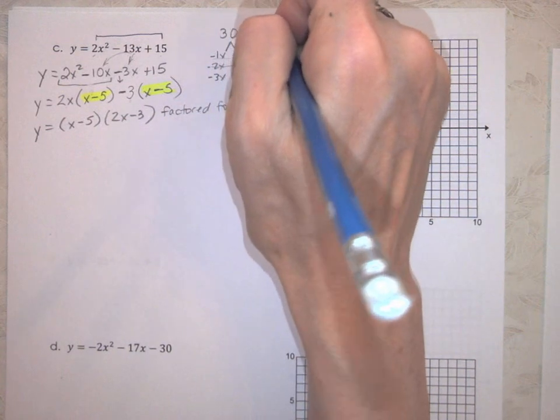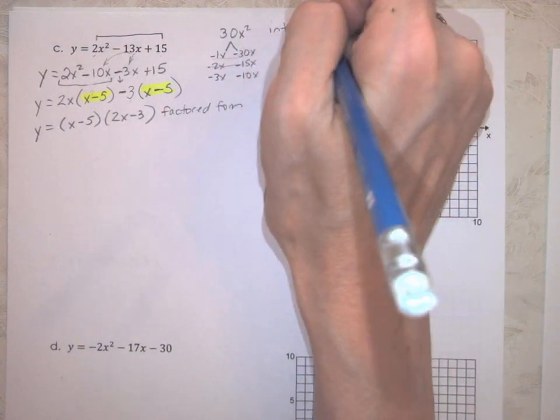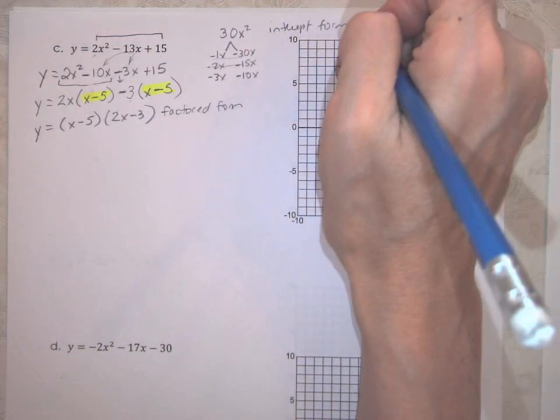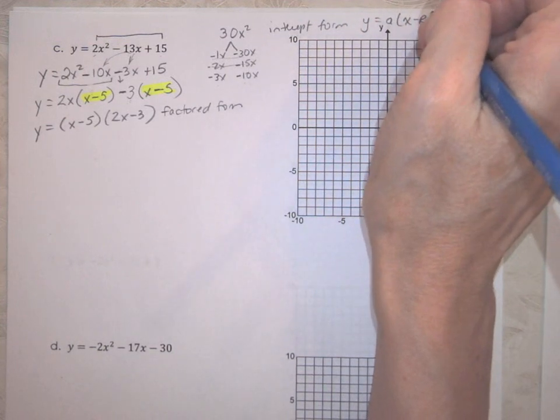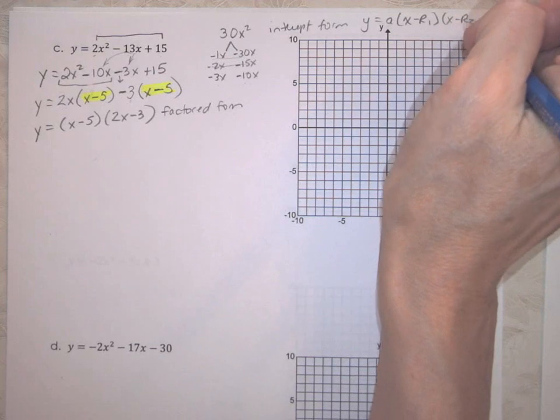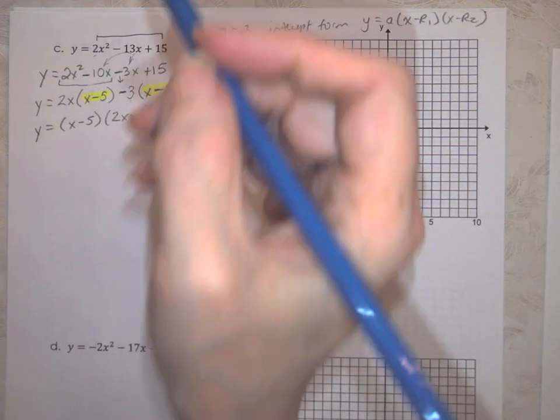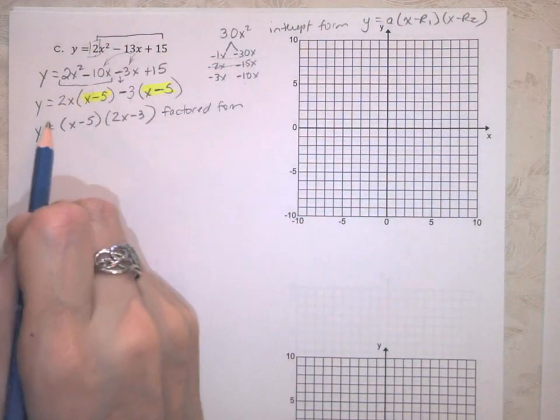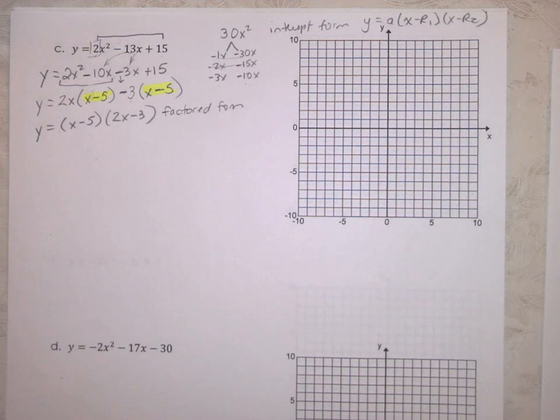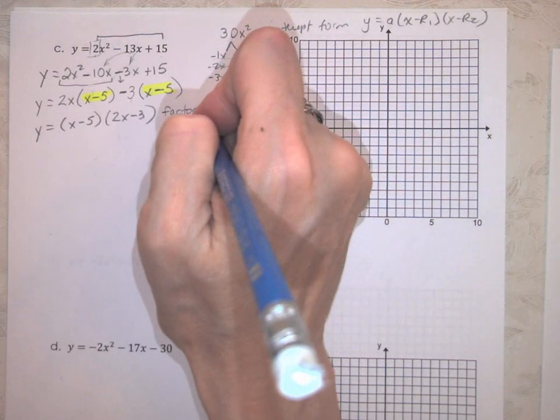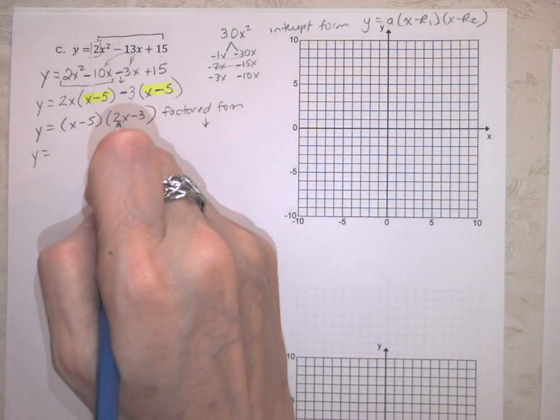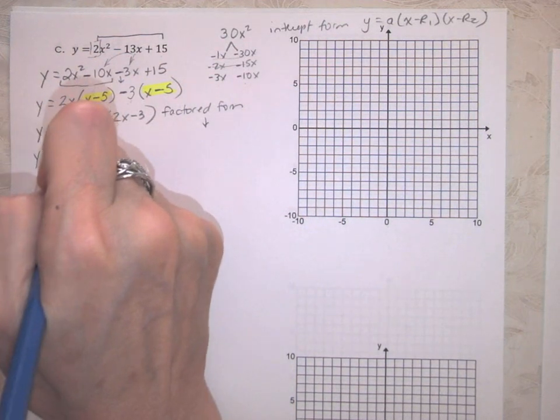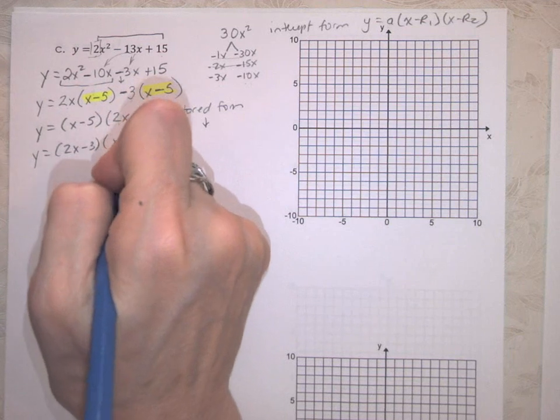So intercept form again looks like this. y equals a, the step number, right out front, times (x minus r1)(x minus r2). We know our step number is 2, and right now it's not out front. So the steps we take to change from factored form to intercept form: first I'm going to put the factor that contains the step number 2 in front, since it doesn't matter what order my factors are in.